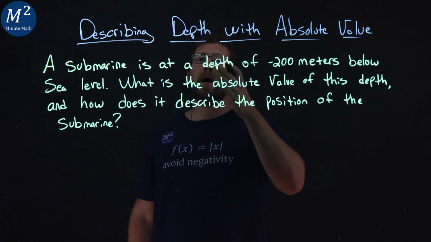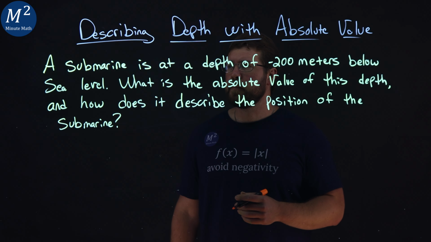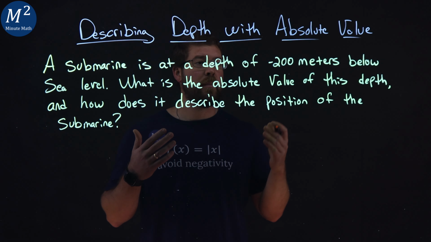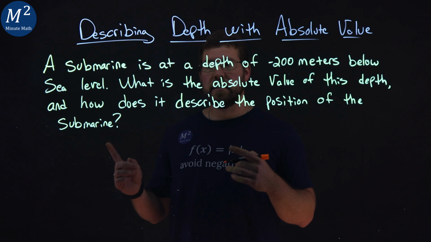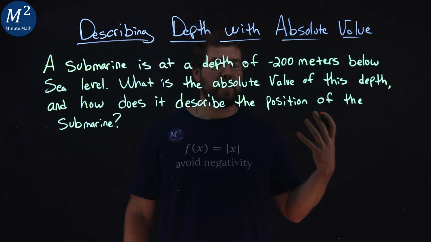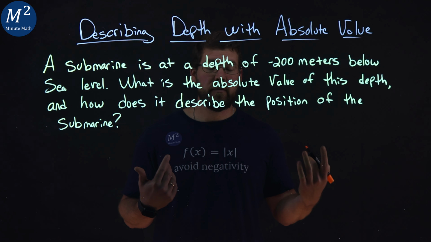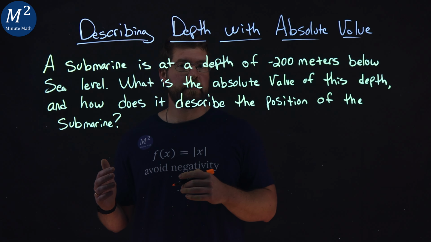Let's learn about describing depth with absolute value. A submarine is at a depth of negative 200 meters below sea level. What is the absolute value of this depth, and how does it describe the position of the submarine?